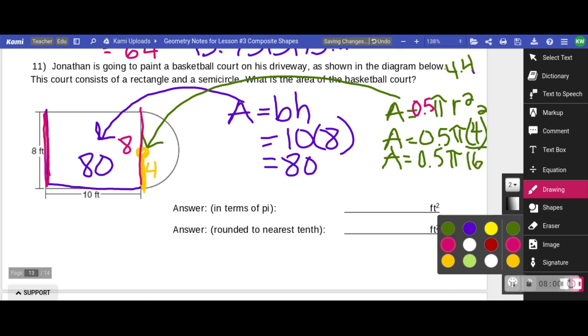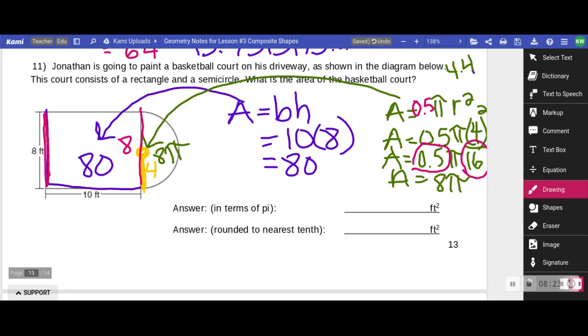Now I'm going to take the two constants here and multiply them. Not that pi is not a constant, but we're going to ignore pi for a second. So I have 0.5 and I also have 16. What's half of 16? 8. So my answer for the area of this semicircle is 8 pi. So we're going to add these two areas together. So the area of the entire composite shape is 80 plus 8 pi.